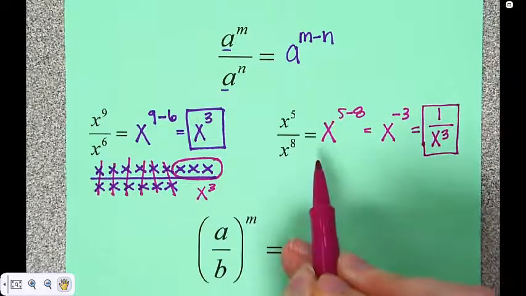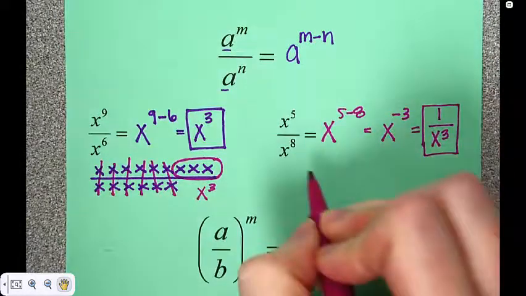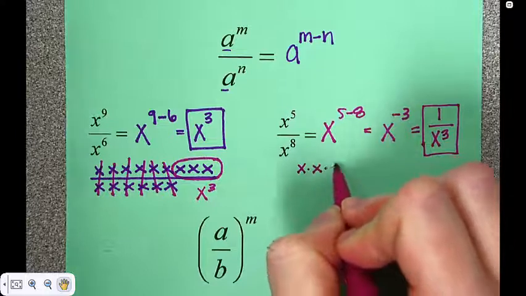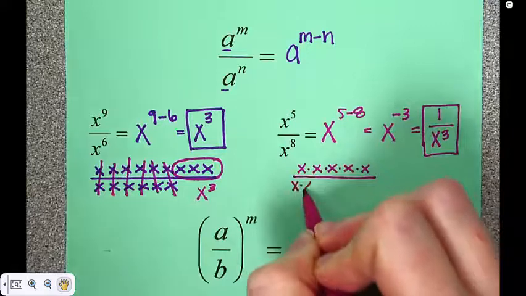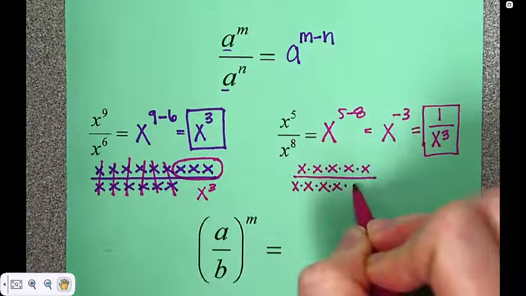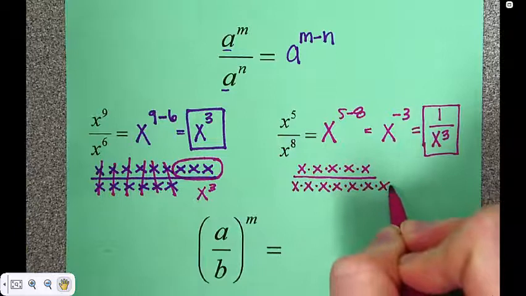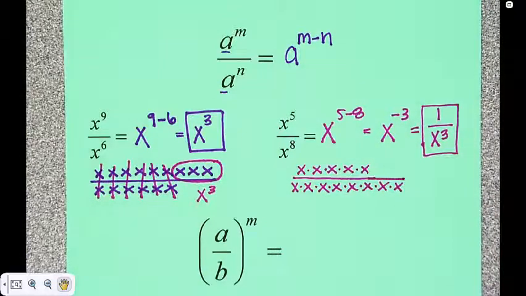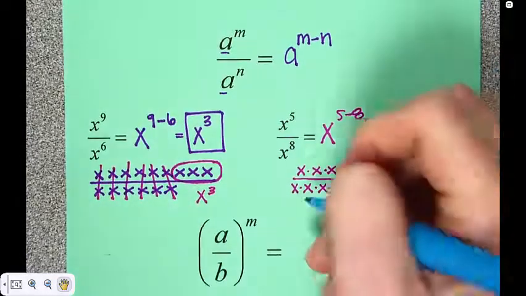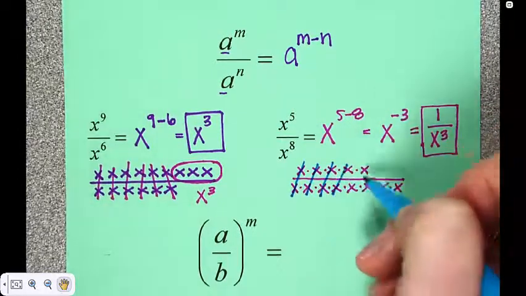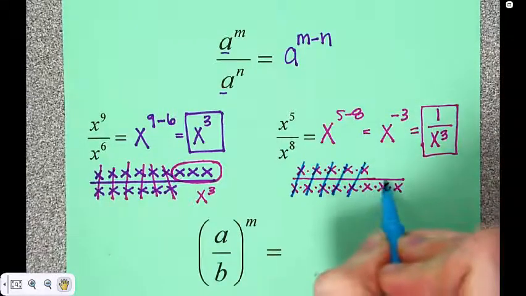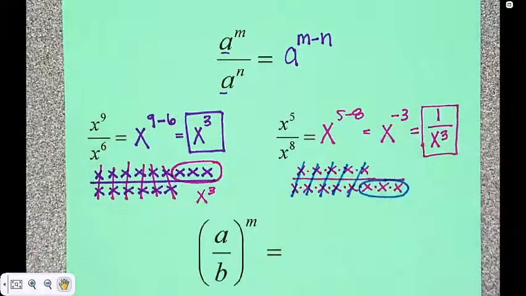Now let's look at this example spelled out like this. So we would have 5 x's, 1, 2, 3, 4, 5 on the top, and then 1, 2, 3, 4, 5, 6, 7, 8 on the bottom. And now let's find our pairs. So these would divide to 1, these would divide to 1, these would divide to 1, these would divide to 1, and these would divide to 1. Notice that we have our 3 x's this time in the denominator, whereas our x to the 3rd in our answer is in the denominator.